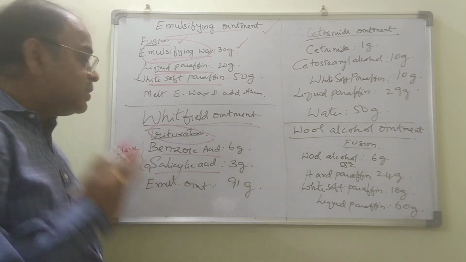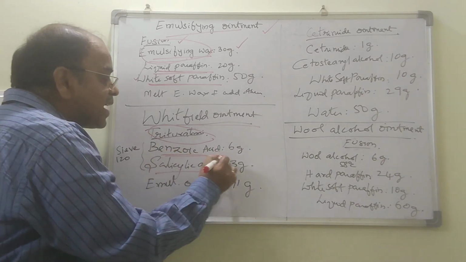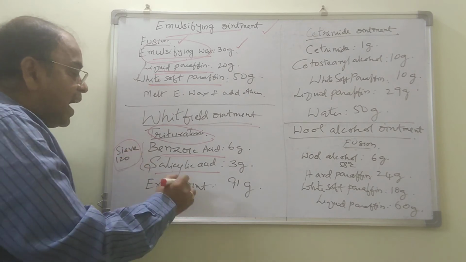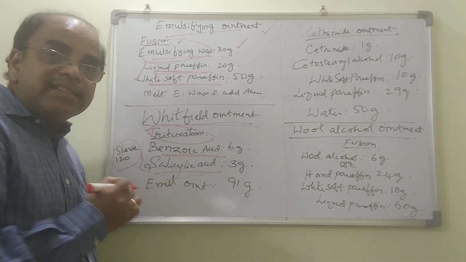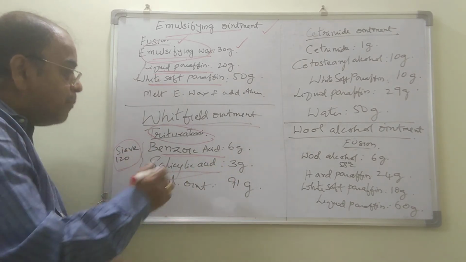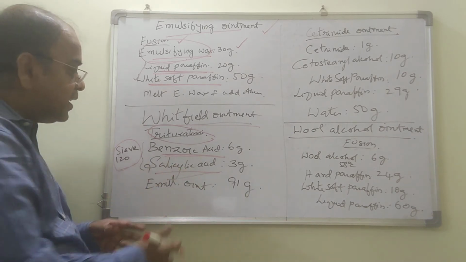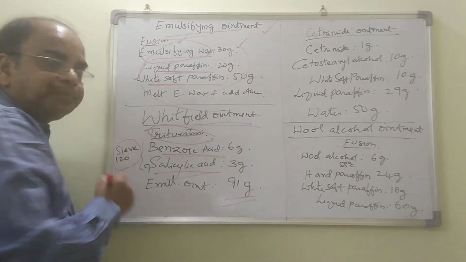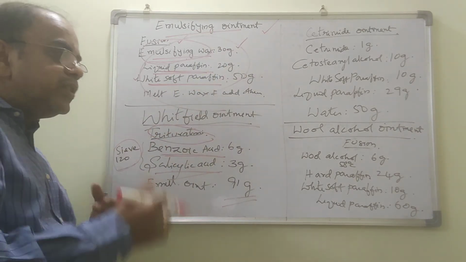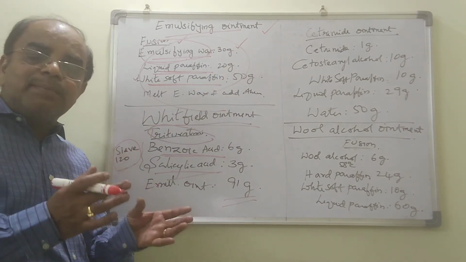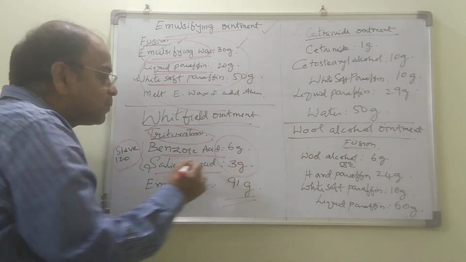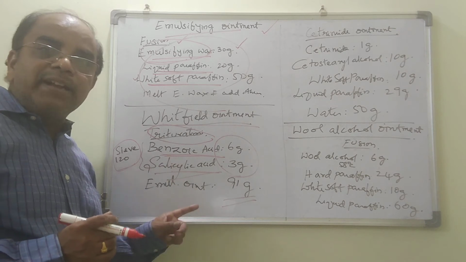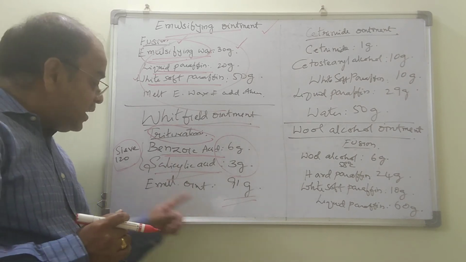Whitfield ointment, right? You sieve the benzoic acid through sieve number 120, and you sieve the salicylic acid also through sieve number 120. Mix these two powders and you add the emulsifying ointment which was prepared here. Right? How do you do it? Take it in the tile and spatula method. You take 6 plus 9 grams of these two powders. To this you add approximately 9 to 10 grams of the emulsifying ointment.